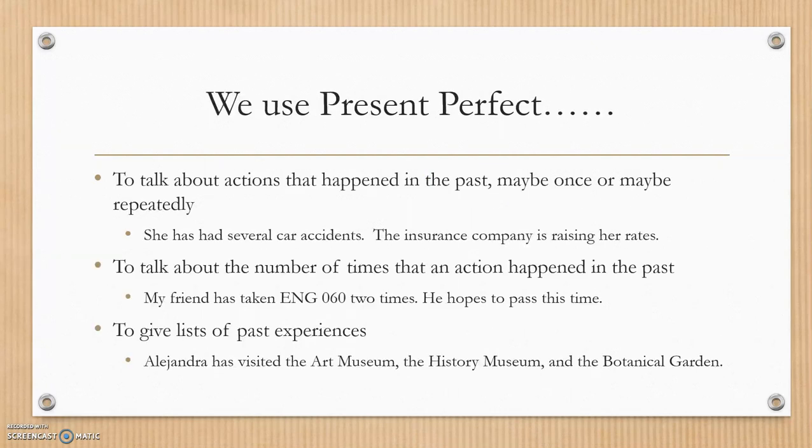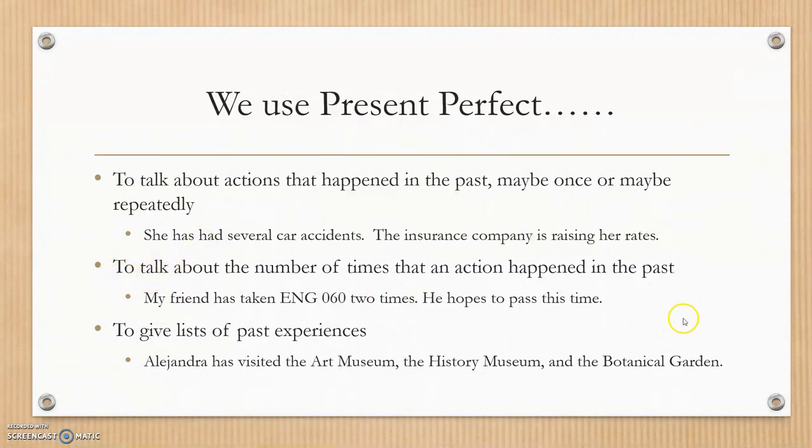Okay, so here are a few more details that come from Unit 10. With present perfect, we talk about actions that happened in the past, maybe once or maybe repeatedly. Here's an example. She has had several car accidents. The insurance company is raising her rates. So several car accidents, probably 3 or 4 or more, right? Has had. Remember, we don't give the specific time.